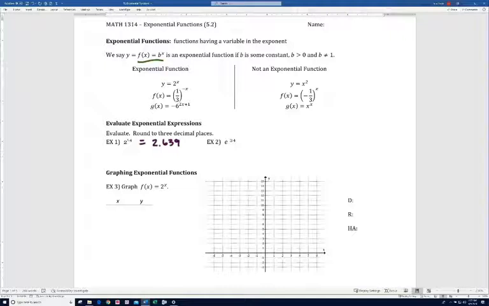where b is greater than 0, so it can't be negative. It can't be 0 either. And b does not equal 1. Well, if you have a base of 1, 1 to any power is just going to give you 1. And so that would be why it would be that way. So go ahead and look at our exponential functions here. Notice all of them have a base that's greater than 0 and not equal to 1.